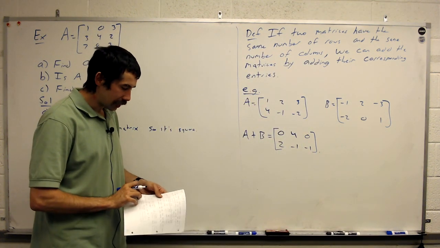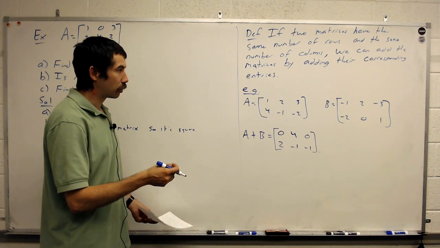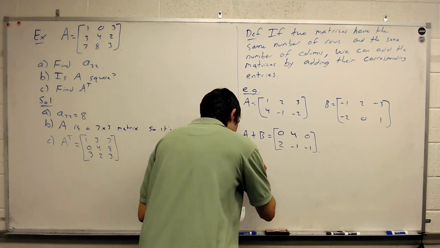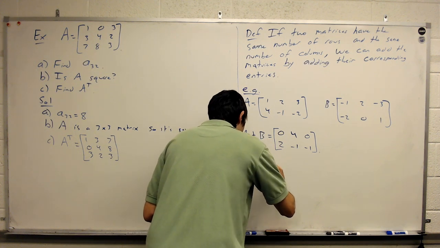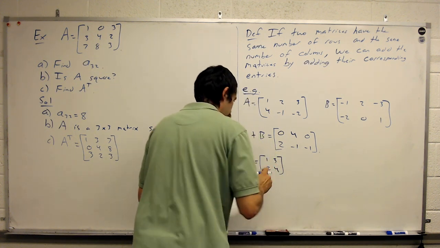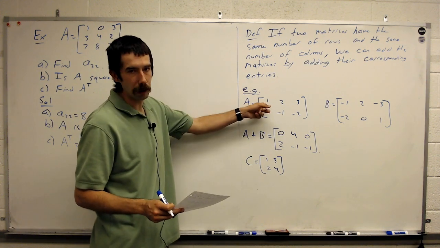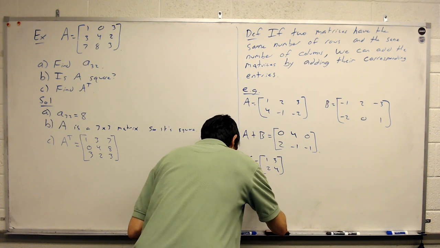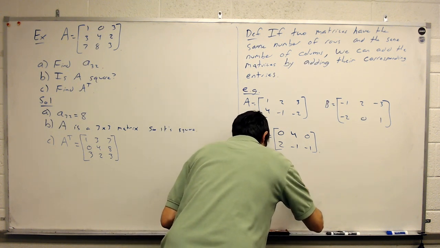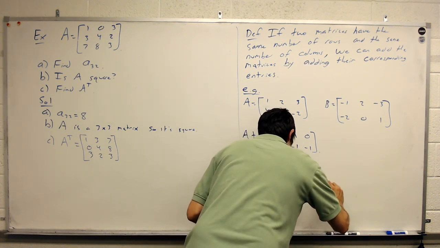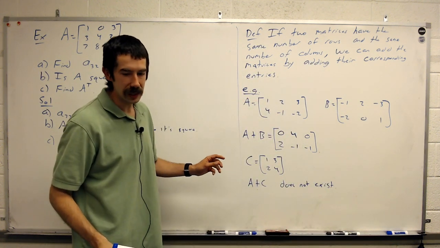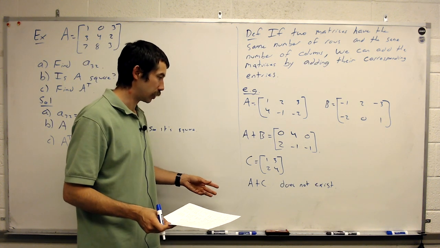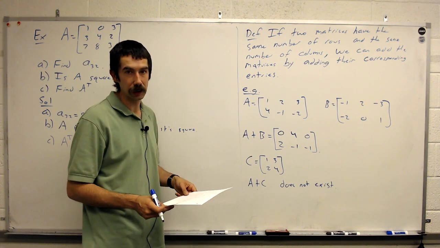Now, if the matrices were not of the same size, okay, so let's say C is the matrix 1, 2, 3, 4. C has the same number of rows as A, but it doesn't have the same number of columns. So A plus C does not exist. We need to have the same number of rows and the same number of columns in order to do matrix addition or matrix subtraction.